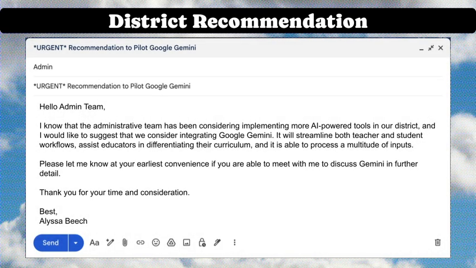Hello, admin team. I know that the administrative team has been considering implementing more AI-powered tools in our district, and I would like to suggest that we consider integrating Google Gemini. It will streamline both teacher and student workflows, assist educators in differentiating their curriculum, and it is able to process a multitude of inputs. Please let me know at your earliest convenience if you are able to meet with me to discuss Gemini in further detail. Thank you for your time and consideration.